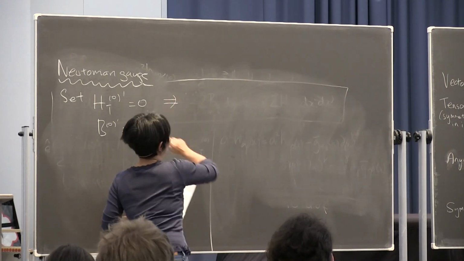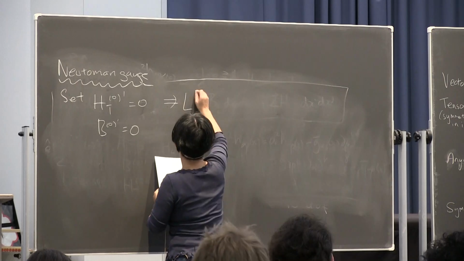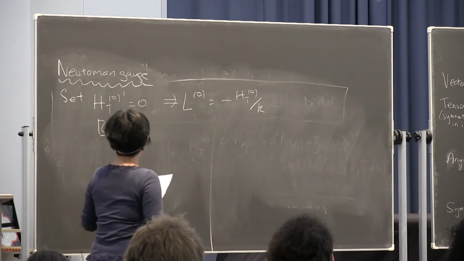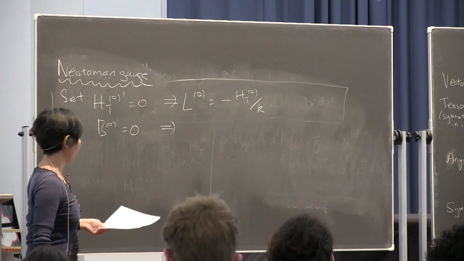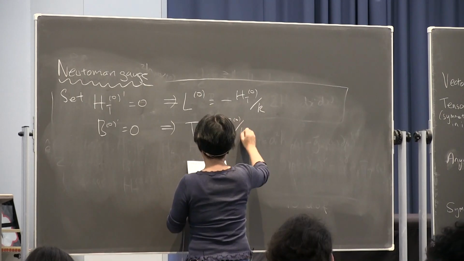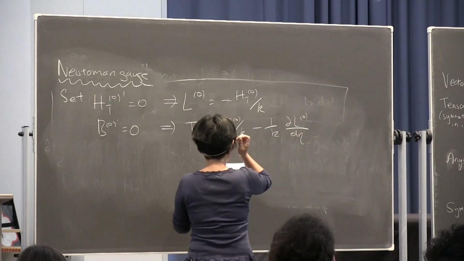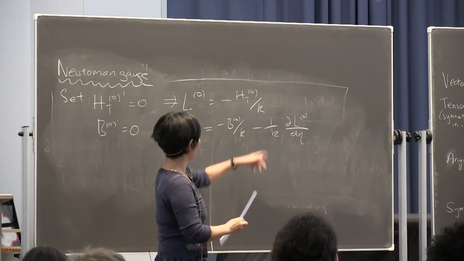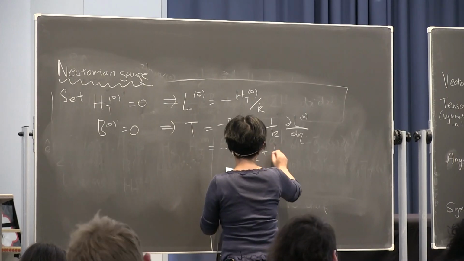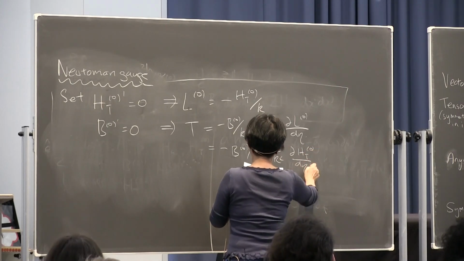So setting HT naught to zero immediately allows you to solve for L naught to be minus HT naught divided by K. And setting B naught prime to zero also allows you to solve for T. Okay, so this is B naught divided by K minus 1 on K dL naught d eta. Since I had a solution from the previous line for L, I can substitute that in as well. So I have B naught K plus 1 on K square dHT naught d eta.